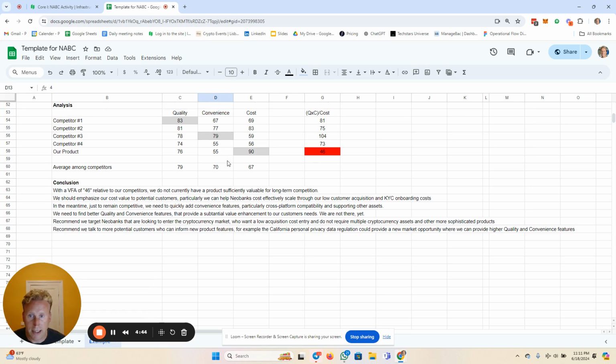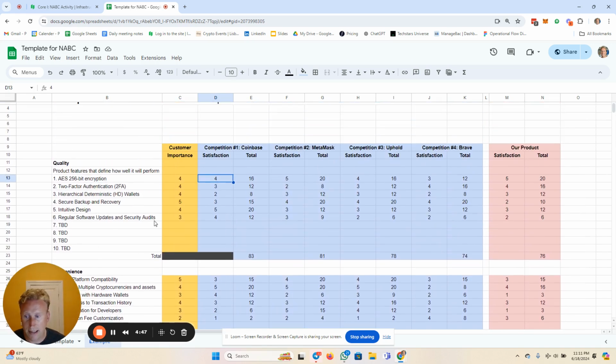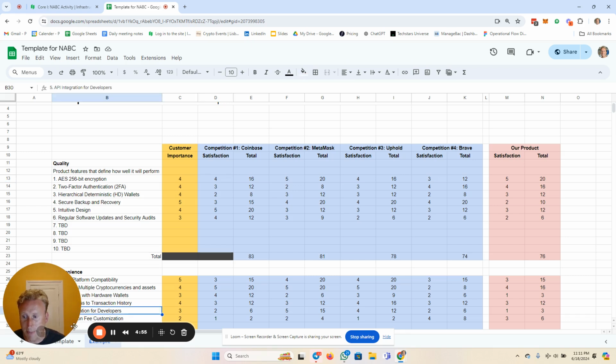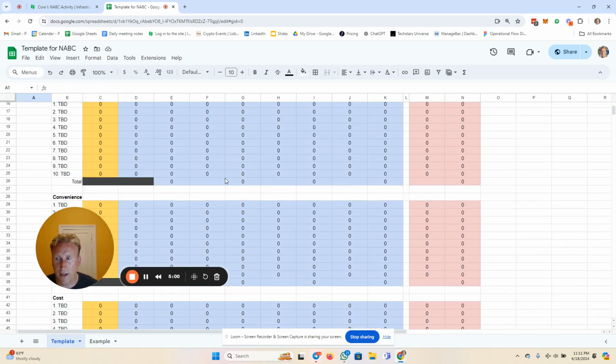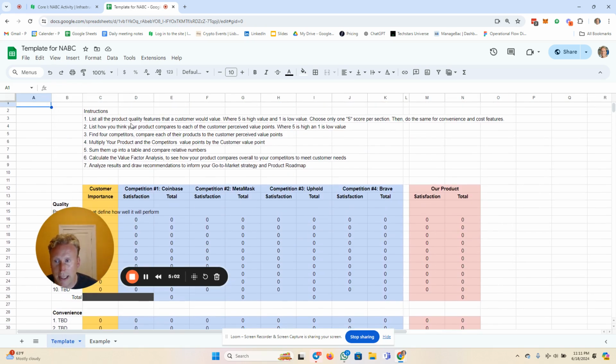Once you've seen this sheet, it's then a matter of going over to your own. This is the sheet we have here, which is the example. And now we have the actual template itself. On the template, take the same concept and work through it yourself. Apply it using these instructions.